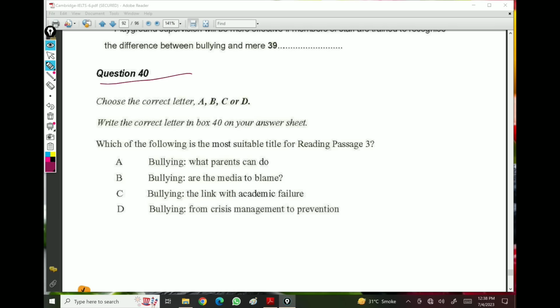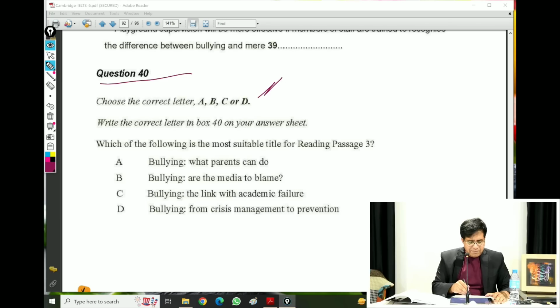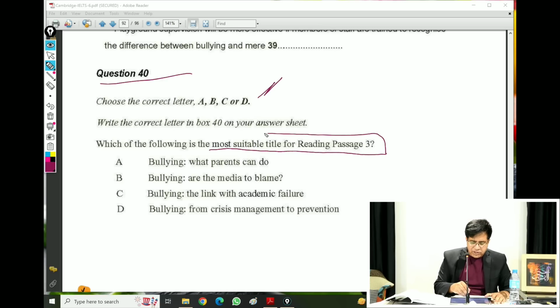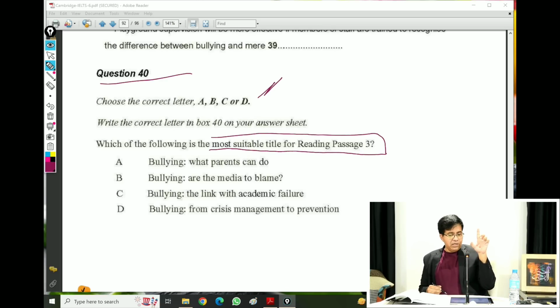Question number 40. Choose the correct letter A, B, C. Which of the following is the most suitable title for reading passage 3? Now listen to me carefully. They have given 4 options. 3 options will cover small portions in the passage, and 1 option will cover the whole passage. So you need to look for an option that is more like an umbrella and covers all the passage, right? So let's just see.